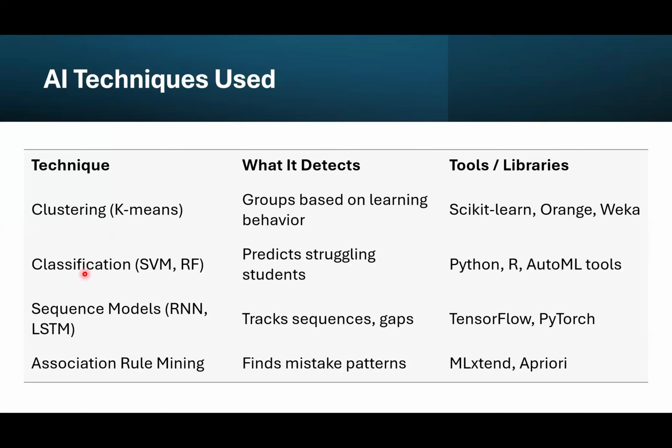Then we have the classification problem, like if I want to predict the struggling student, I could classify them into a group and pay attention to those groups which actually require attention from the teacher. Next we have the sequence model, which will track the sequence and gaps in your predictive analysis. Then we can use techniques like association rule mining for finding mistake patterns. So these are the tools or the libraries we could use as an AI technique to solve such issues.